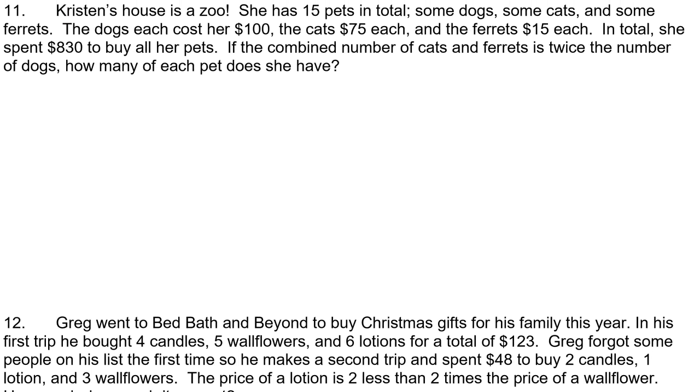Kristen's house is a zoo. She has 15 pets in total, some dogs, some cats, and some ferrets. The dogs each cost her about $100, the cats $75 each, and the ferrets $15 each. In total, she spent $830 to buy all of her pets. If the combined number of cats and ferrets is twice the number of dogs, how many of each pet does she have?